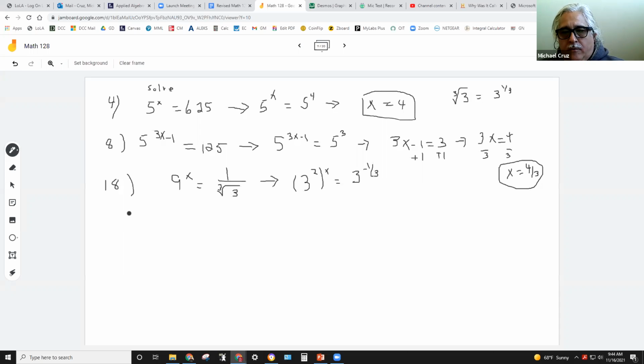So let's go over here. That's 3 to the 2x is equal to 3 to the negative 1/3. So now that we have the like bases, we can just go 2x is equal to negative 1/3. Divide both sides by 2, or multiply both sides by 1/2.